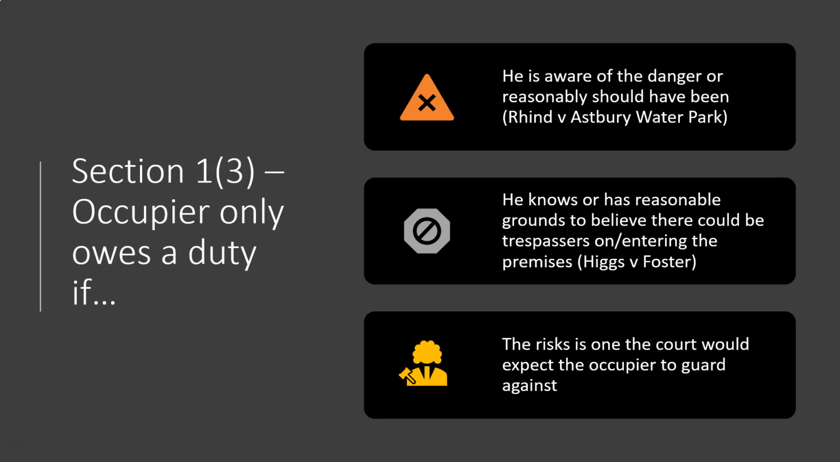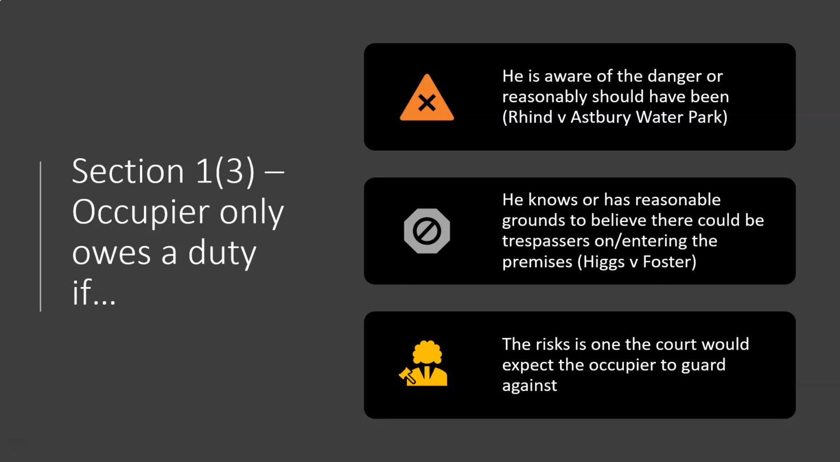Okay. The second thing is the occupier has to know, or have reasonable grounds to know, that there could be trespassers entering the premises. So a good example of that is Higgs v Foster. On this, a police officer decided to take it upon himself to enter the premises without permission. So he was a trespasser, and he fell down a sort of hole essentially and was seriously injured, which meant he had to take early retirement, etc. But in this, there was no reason for the occupier to know that anyone was likely to trespass. There were huge fences around it and locked fences and things like that. They'd taken all the precautions they needed to, but this police officer was able to give himself access and then was injured. So they said, no, you're not liable in this one.